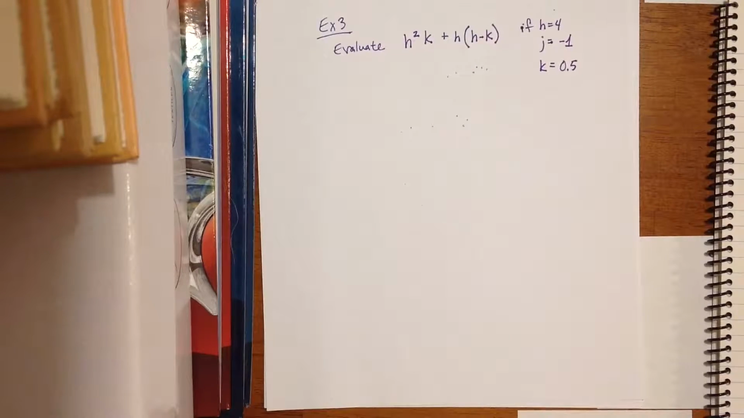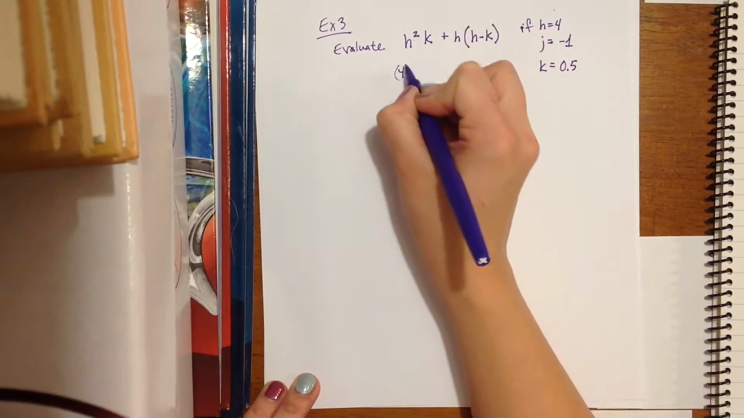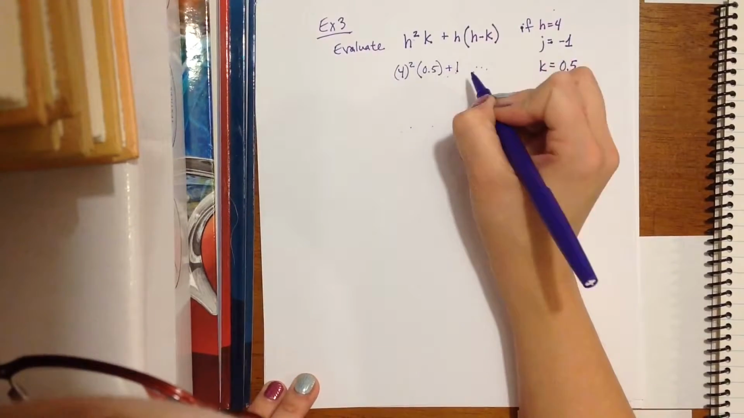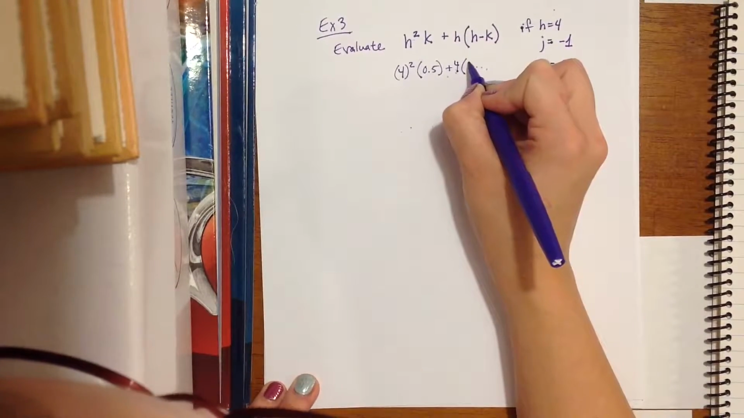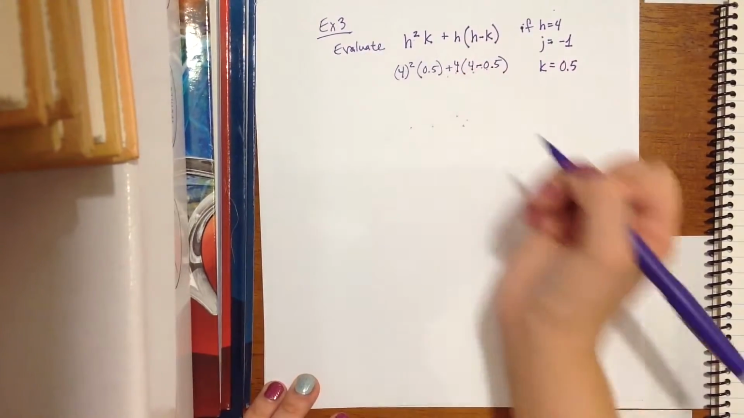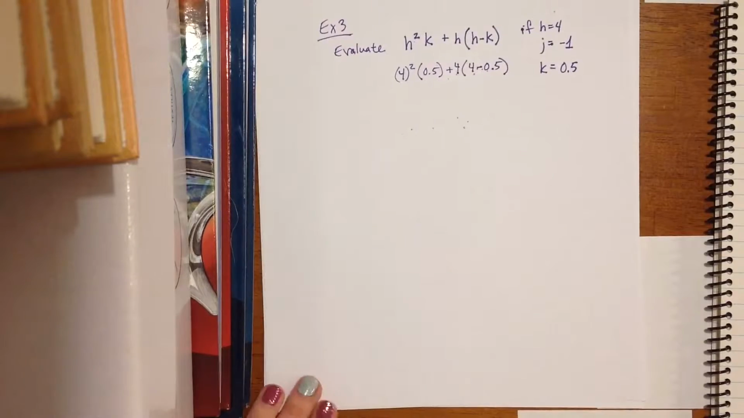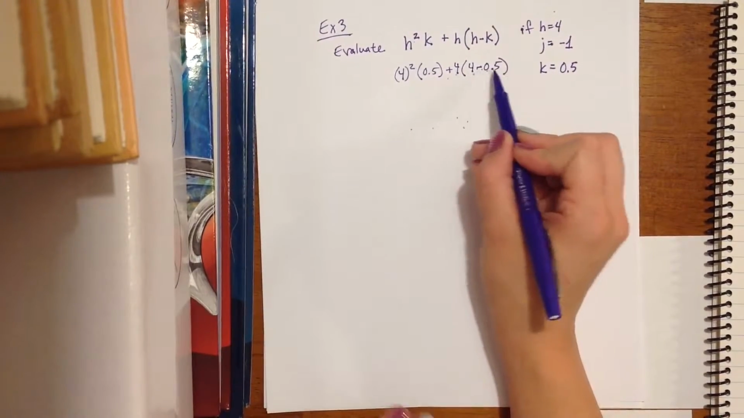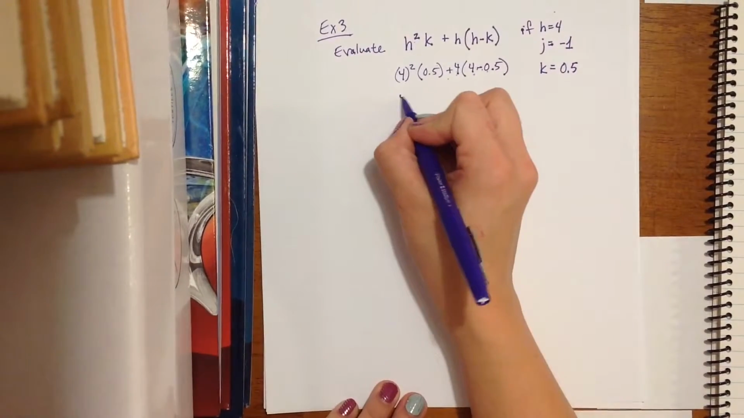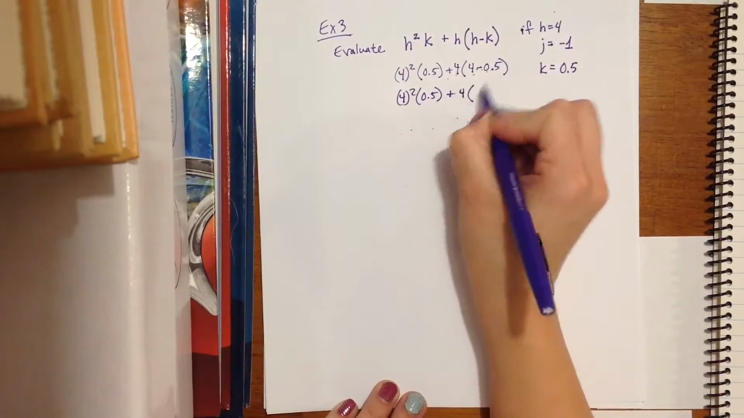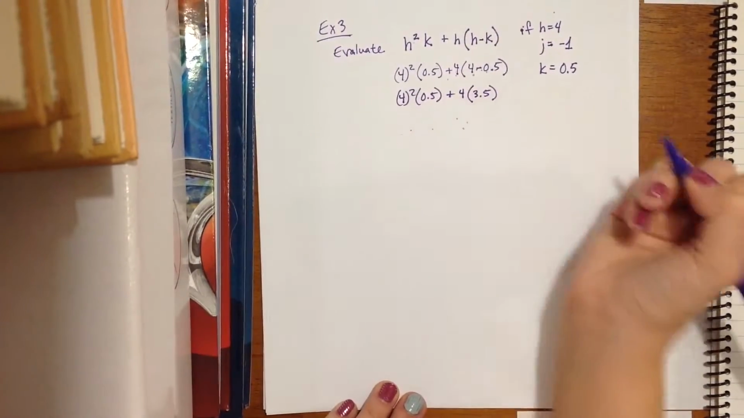So here's me finishing this problem. I'm going to plug in these values. Here we go. I have h squared times k plus h times h minus k. I'm going to do my exponents. Well, nope, I should do the order of operations correctly. Hold on. We have, in parentheses first, 4 minus 0.5, 3.5. So I have 4 squared times 0.5 plus 4 times 3.5.